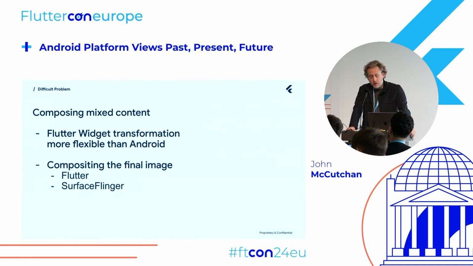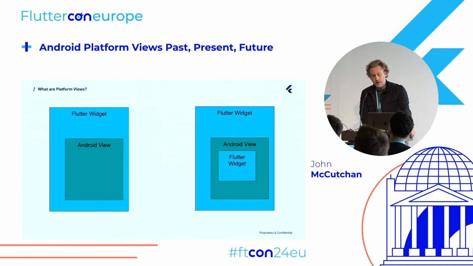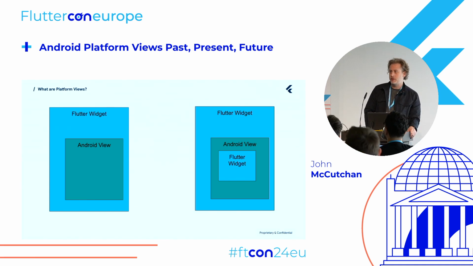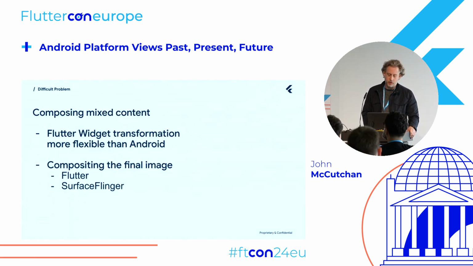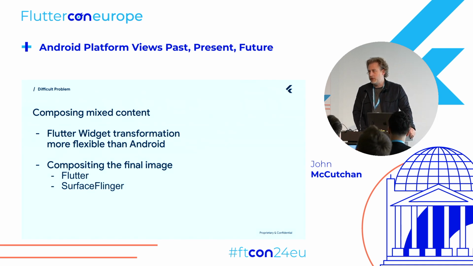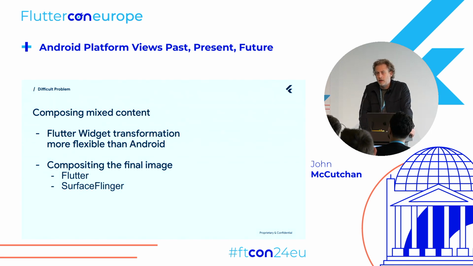So, composing mixed content. We can see here, we have this screen that's showing some Flutter content and some Android content. And there are basically two different ways in which we can achieve the final compositing of the image that's displayed. Flutter can do it, which is ideal because the Flutter engine can render things with any transform applied, and we know it all works. The other way is Surface Flinger. This is Android's native compositor.